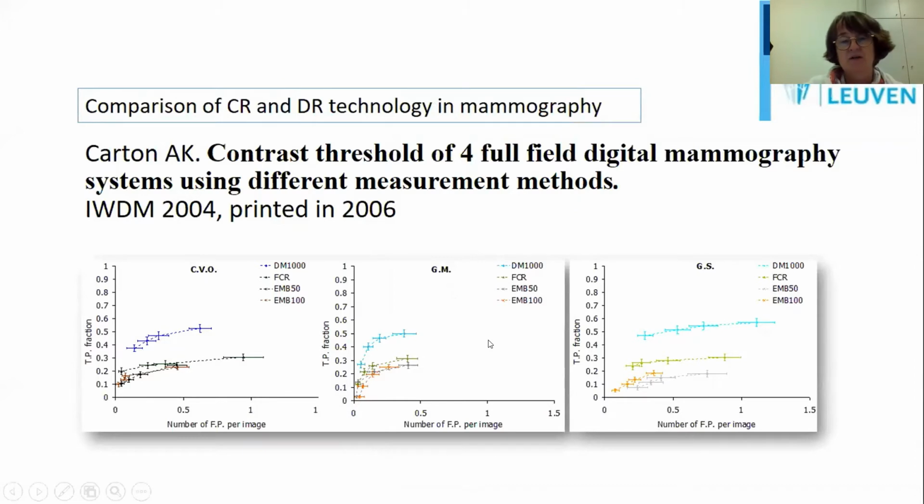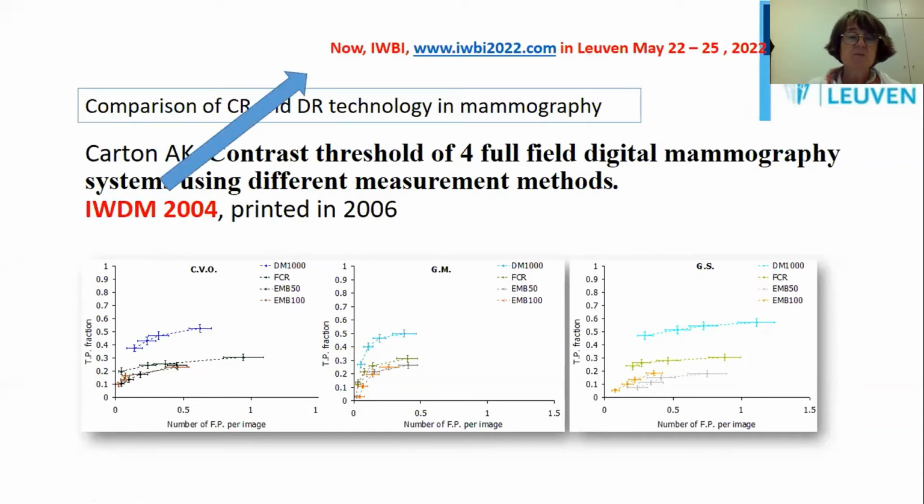In the same effort, printed in the IWDM 2006 edition, we have three readers, and all three readers saw a detected fraction of a DR system much better than for three CR systems. So already a first indication that DR, digital mammography, was going to outperform the CR-based acquisition systems.